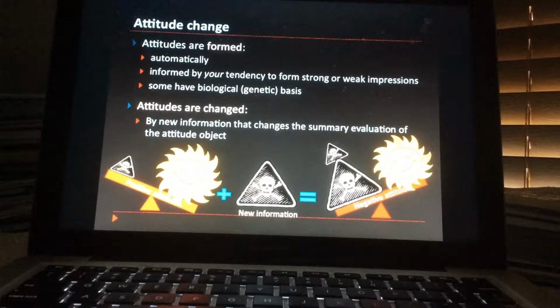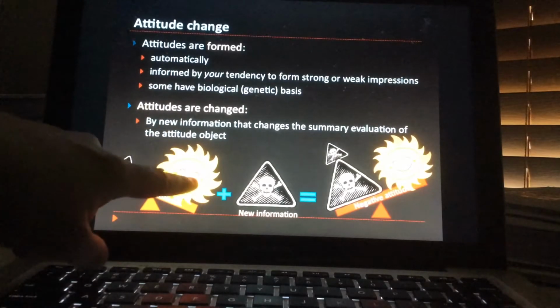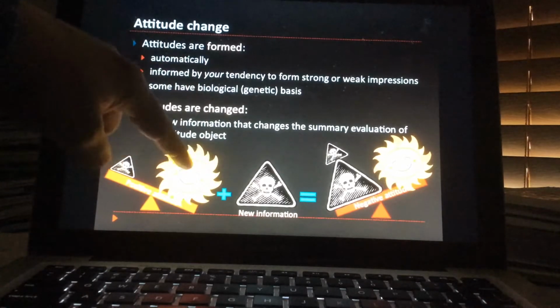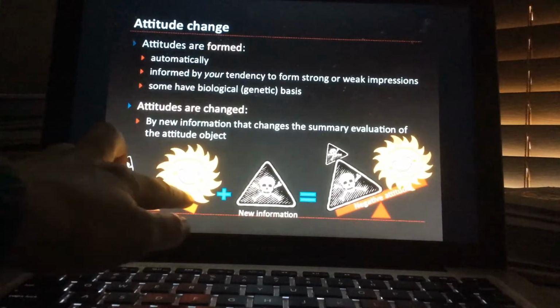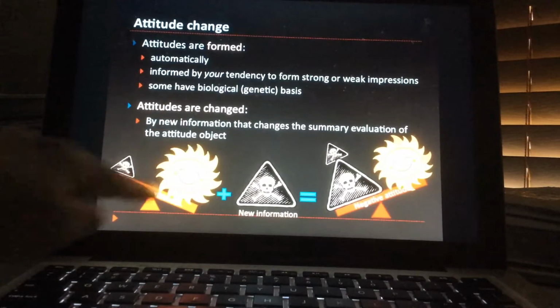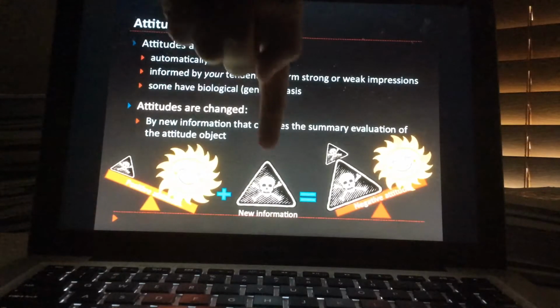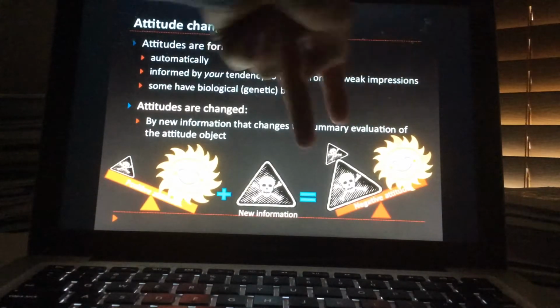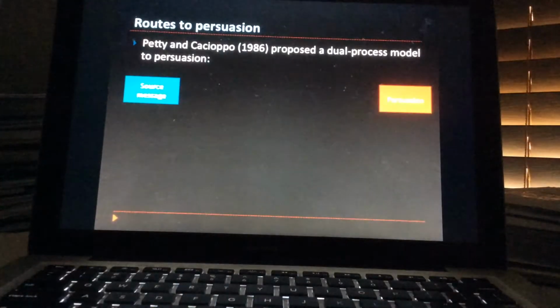So I have here a diagram. I'm sorry about the lighting here. We can see in this seesaw a sun representing some good information, and this here representing some bad information, and the seesaw is tipping towards a positive attitude, so there's more positive than negative. However, if we then get a large amount of negative information and put it on the same side of the seesaw, it tips. Now that there's more negative information than positive information, the attitude has changed, and the seesaw tips towards the negative. So that's pretty much how it happens.